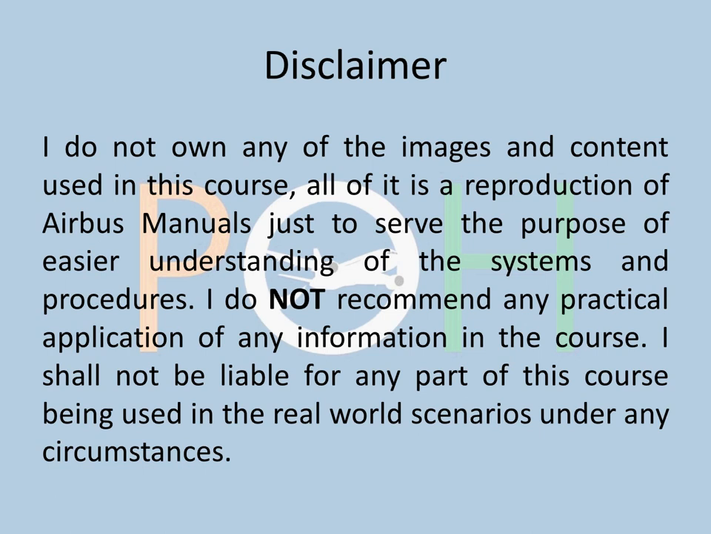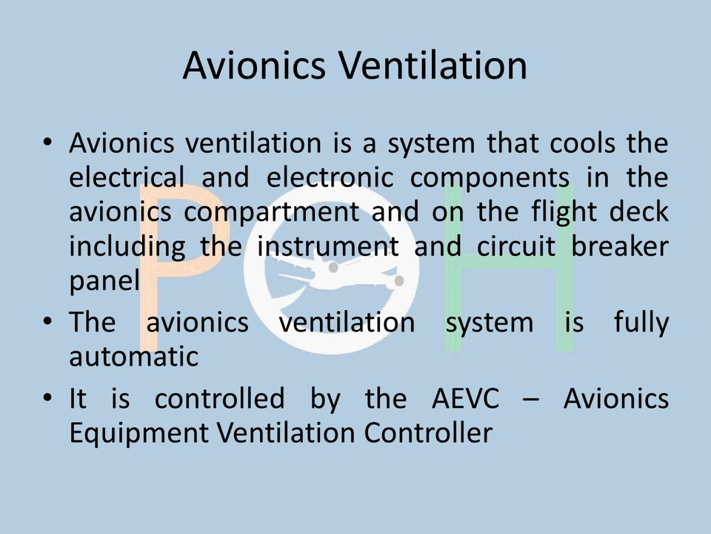All right, let's go on to the system itself. Avionics ventilation is a system that cools the electrical and electronic components in the avionics compartment and on the flight deck, including the instrument panel and the circuit panel. Since these electrical components get heated up, the avionics ventilation helps in cooling them down and keeping them more efficient. It is fully automatic, and another important feature of the Airbus aircraft is that every system has a controller or computer that governs its functioning. In this case, there is the AEVC, Avionics Equipment Ventilation Controller.